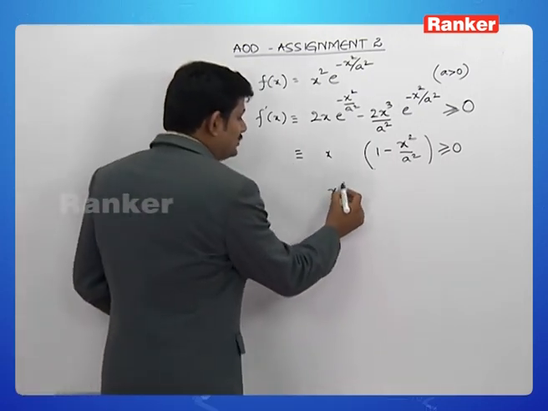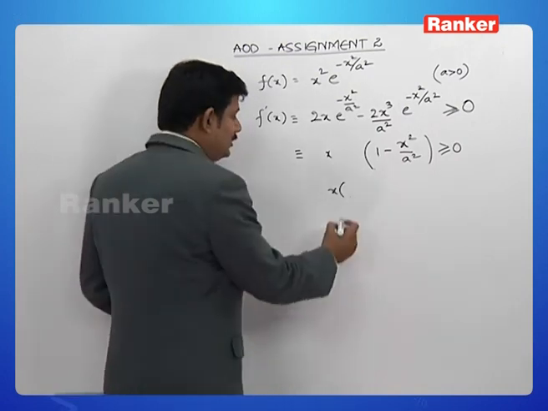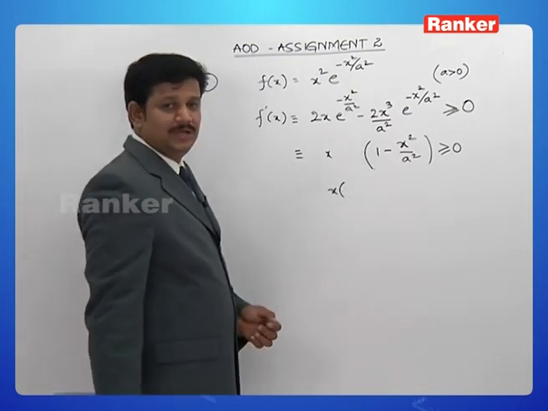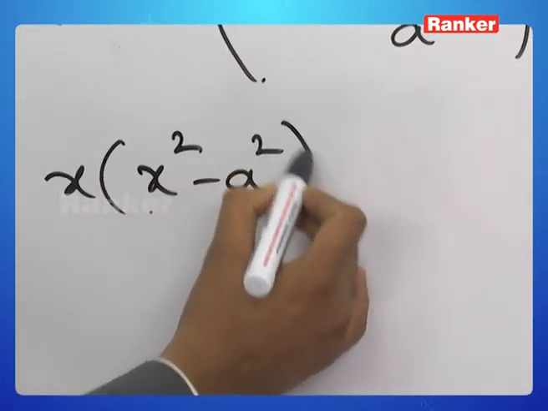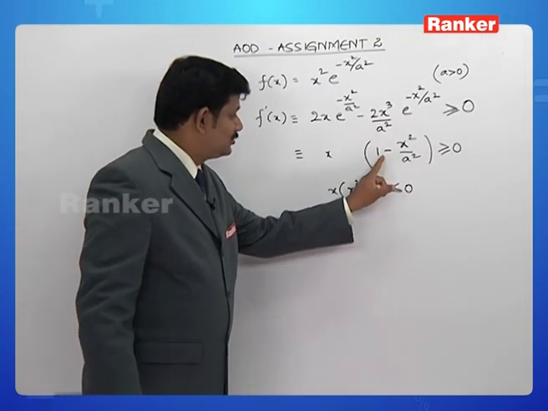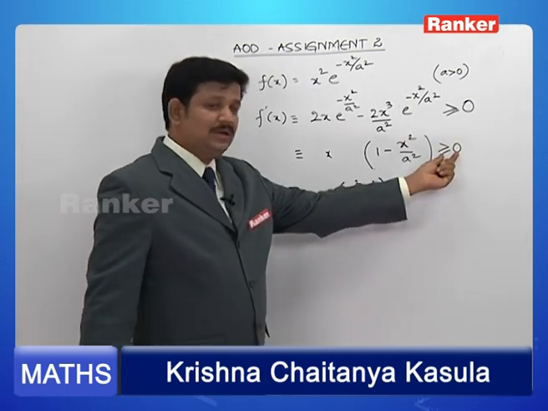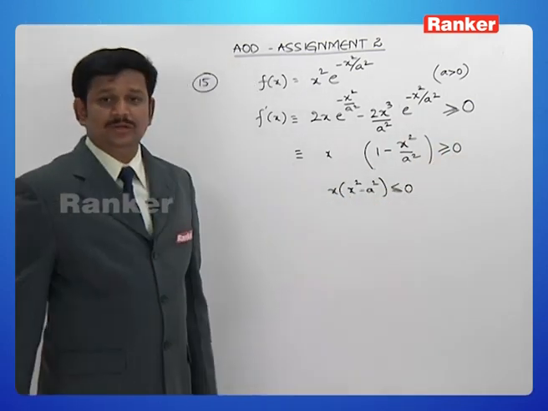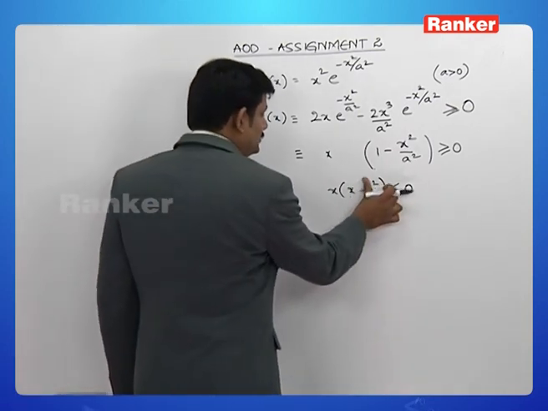So, x into, taking LCM, a square minus x square by a square should be greater than or equal to 0, or x into x square minus a square should be less than or equal to 0. Taking LCM, a square minus x square, minus of it is x square minus a square. So, if this is greater than or equal to 0, x into x square minus a square should be less than or equal to 0. We can factorize it.